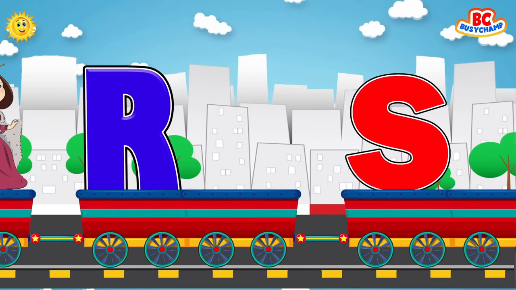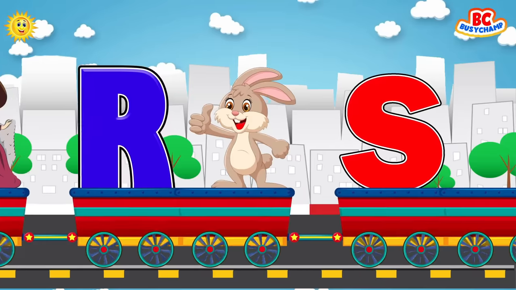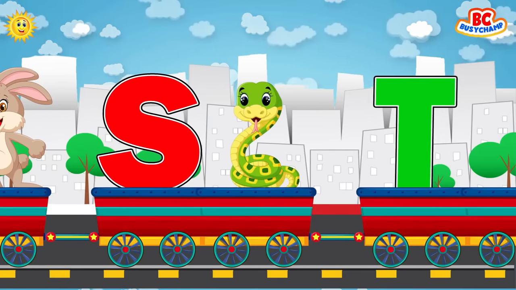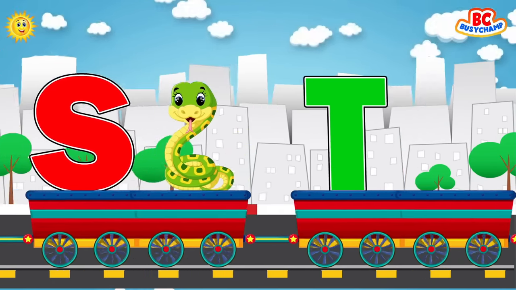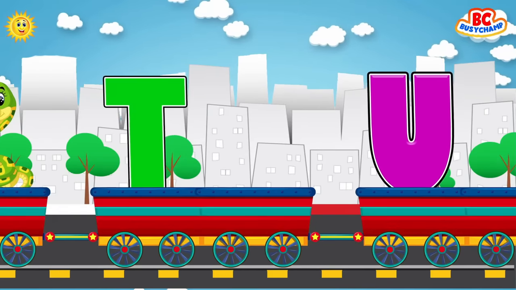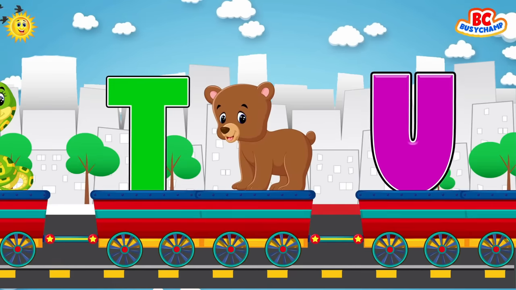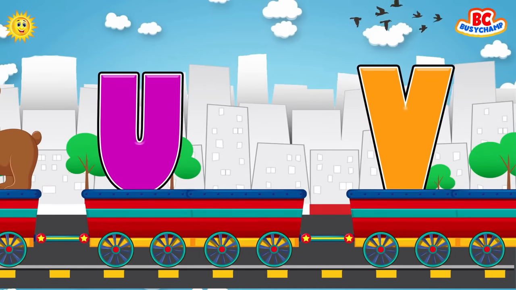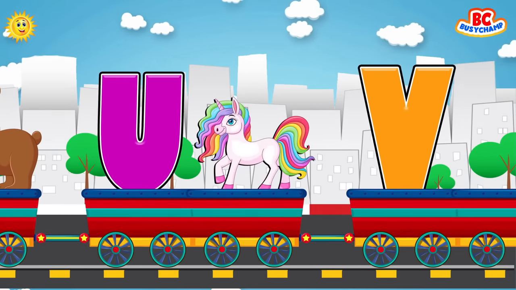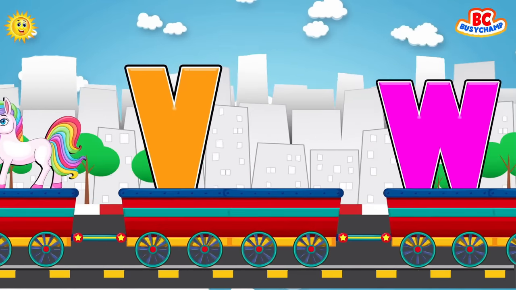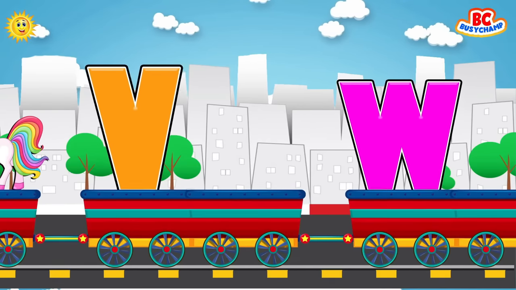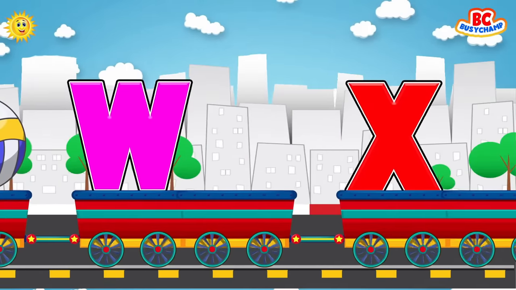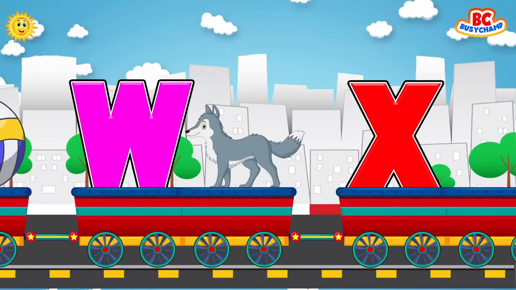R, R is for rabbit. S, S is for snake. T, T is for teddy bear. U, U is for unicorn. V, V is for volleyball. W, W is for wolf.